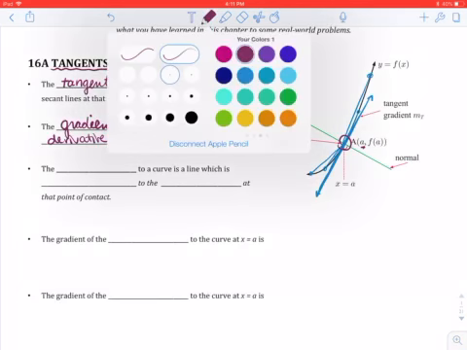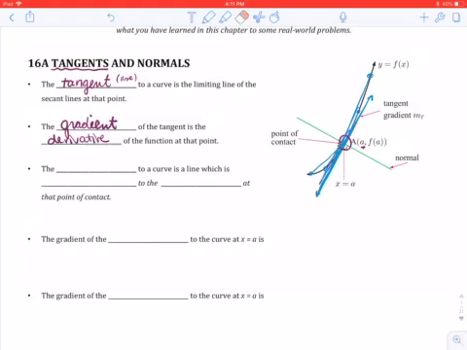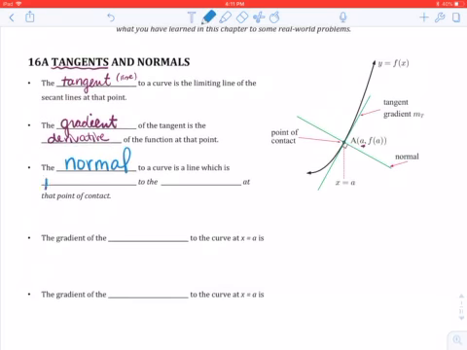Now we have a new definition for a new line. The normal to a curve, or the normal line to a curve, is the line which is perpendicular to the tangent at that point of contact. So at my same point here, this is the normal line. It's perpendicular to my tangent, that green line you see in there, at that point, specifically at point A.